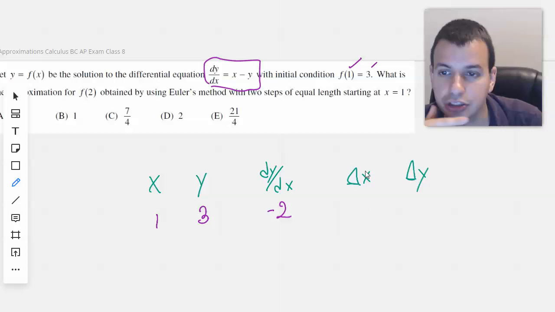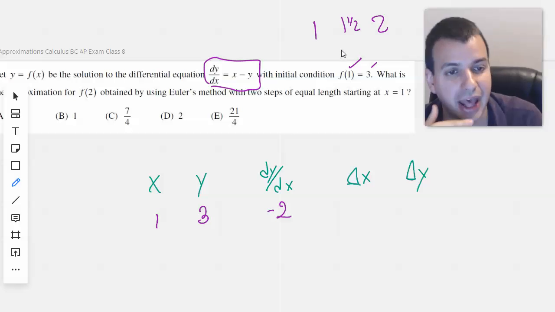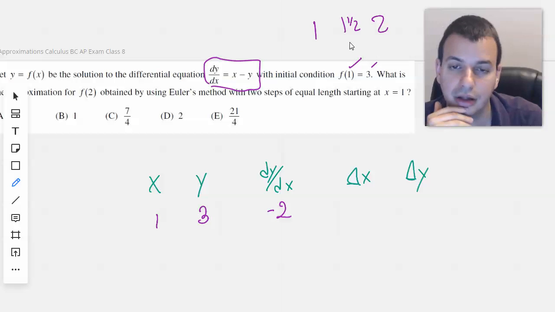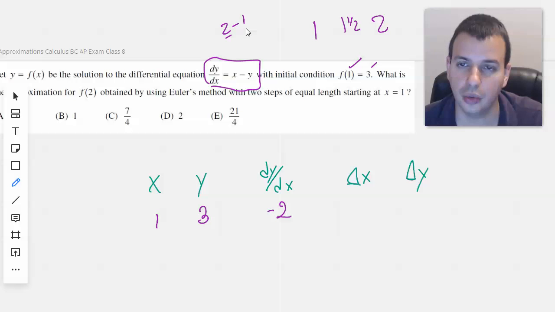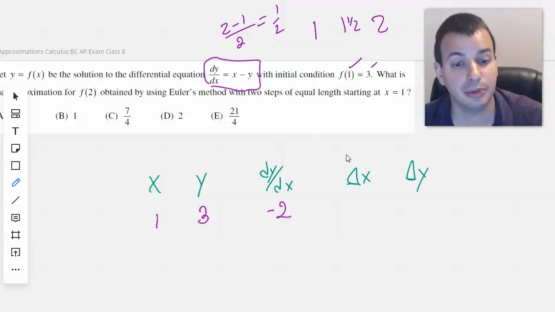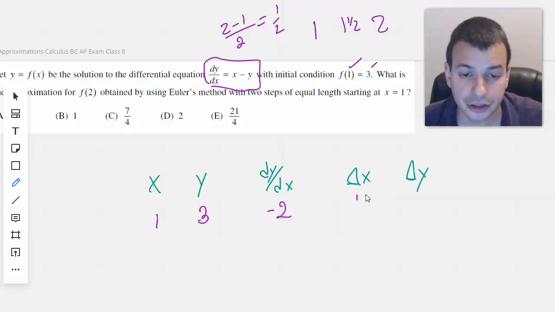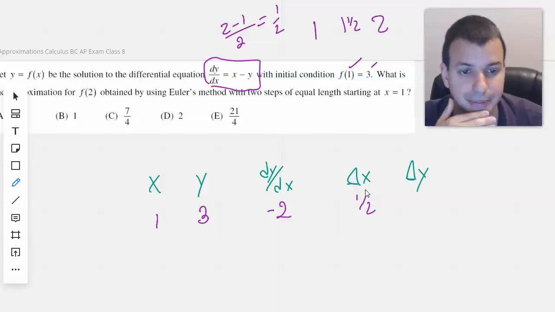Change of x: we're starting at 1, we're going to 2, and we're doing 2 steps. So 1.5, we'll go from 1 to 1.5 to 2. That'll be 2 steps of equal length. To be more formal about it, we end at 2, we start at 1, there's 2 steps, 2 minus 1 is 1, 1/2. Each step will be 1/2. So change in x will be 1/2, and we'll do 2 steps.